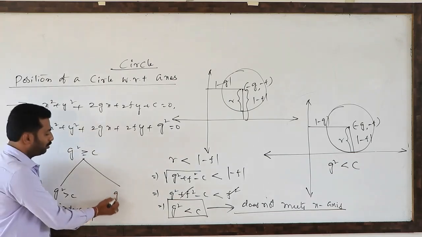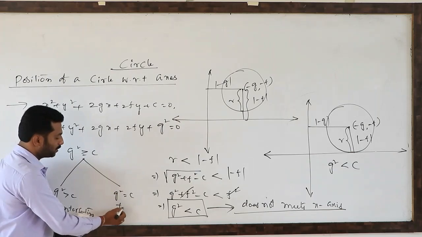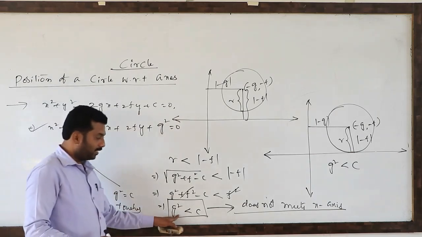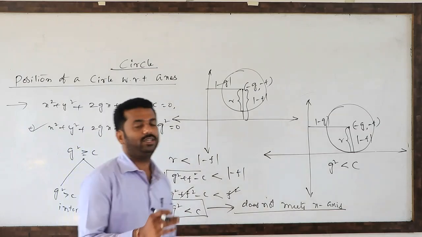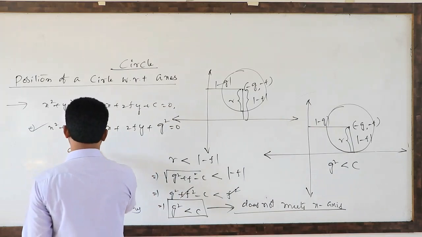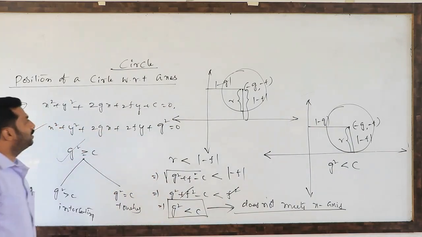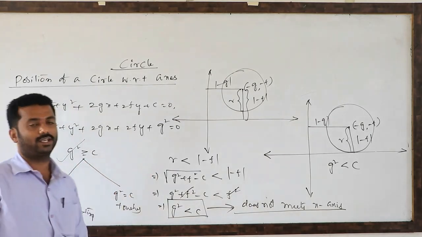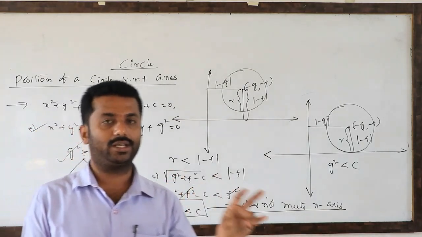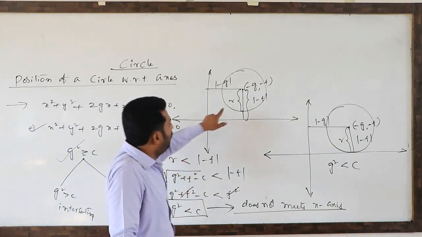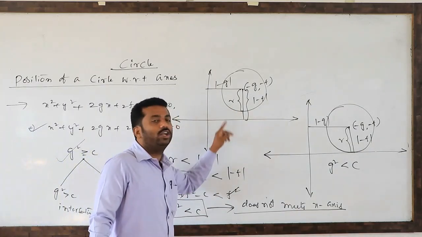g square equal to c means touches. g square is less than c means does not meet, neither intersects nor touches. So these are the conditions you have to remember. This is the position of a circle with respect to the x-axis: touches, intersecting, or does not meet, meaning neither touches nor intersects. See here, this is neither touching nor intersecting.